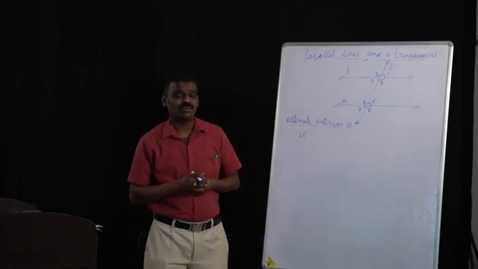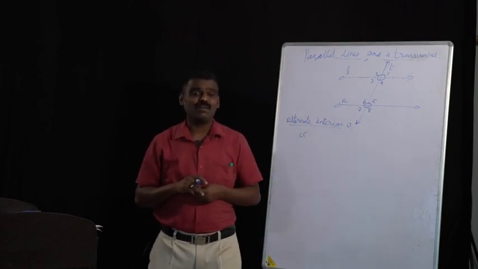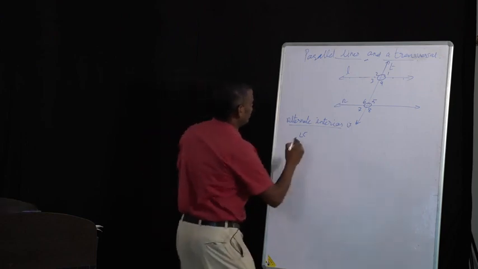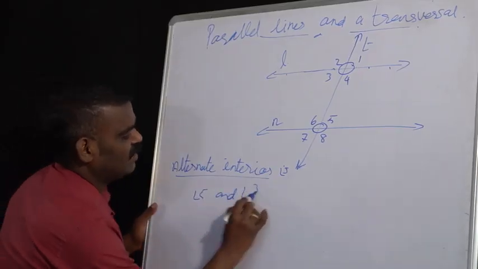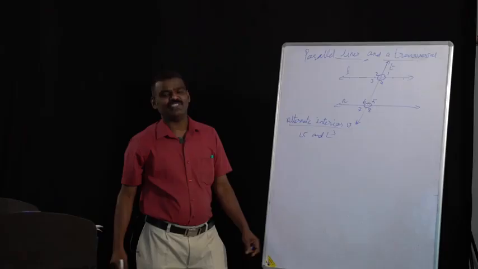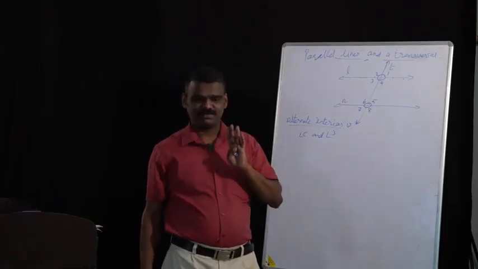Then who? Only one fellow left. Who is that fellow? Yes, 3. Angle 5 and angle 3 are alternative interior angles. Is it clear? Understood, right?